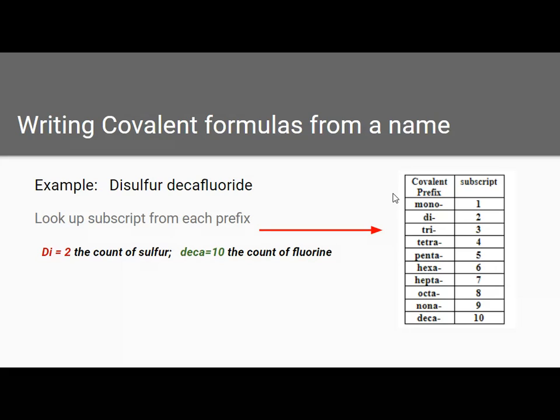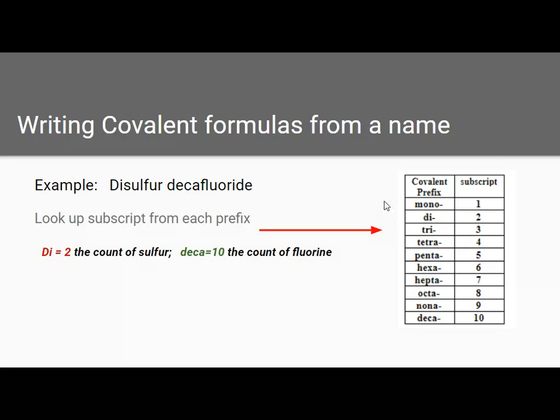Now we're going to look at writing covalent formulas from a name. Fortunately, this is a very, very easy thing to do. When you're given the name of a covalent formula, like disulfur decafluoride, you're going to consult your prefix chart and determine what the corresponding subscript is for each element. The di on sulfur indicates that there's a count of 2 sulfurs in the compound. The deca on the fluorine indicates that there are 10 fluorines.